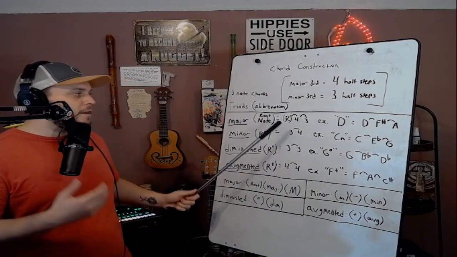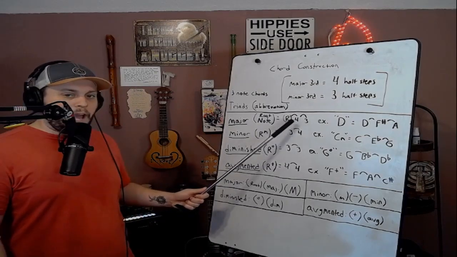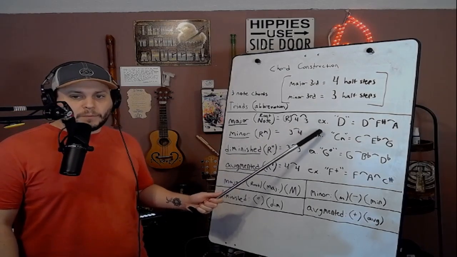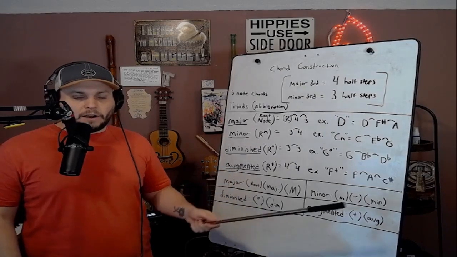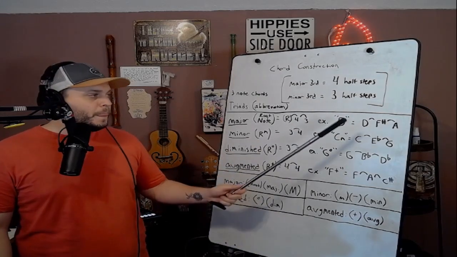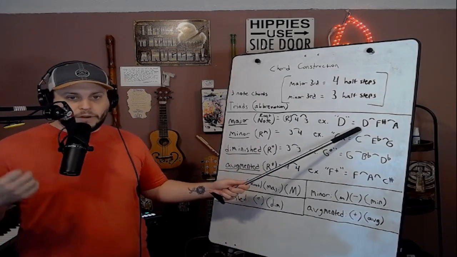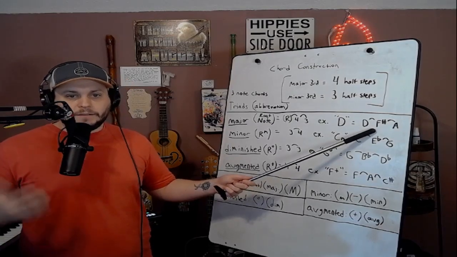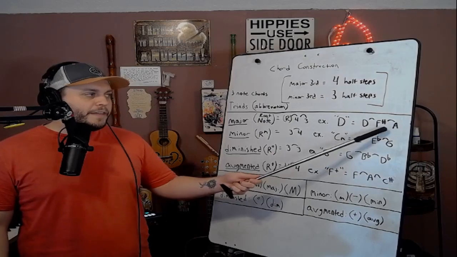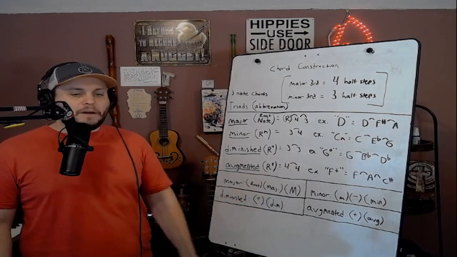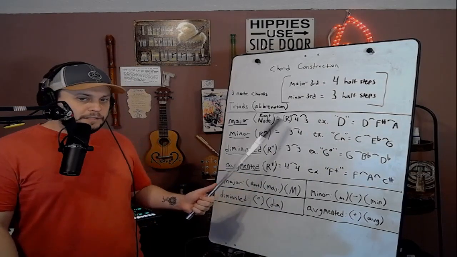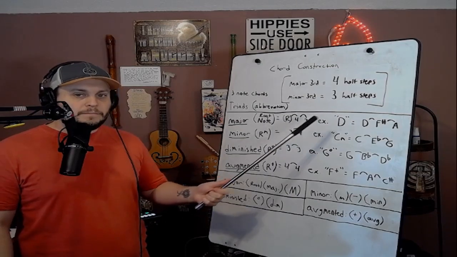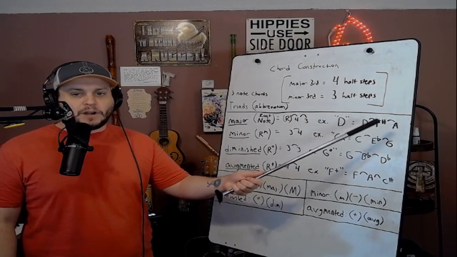So what we did, we started on D, we counted up 4, then we counted up 3, and we created our chord. D is the root note because it's called a D chord. F sharp, which is 4 above D, is our middle note, and then 3 half steps above F sharp is A. D, 4, 3 equals D, F sharp, and A.